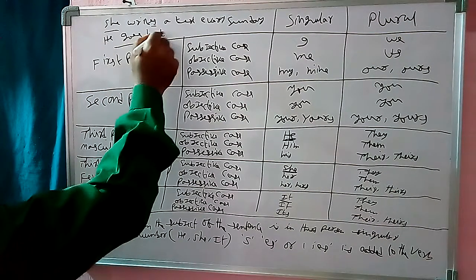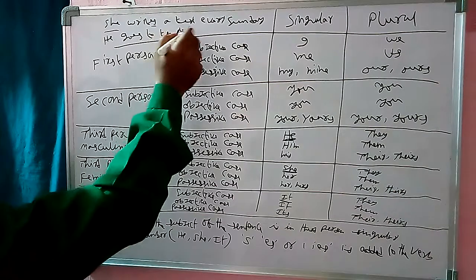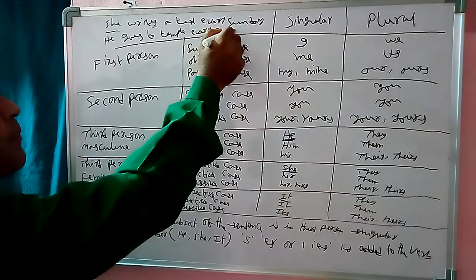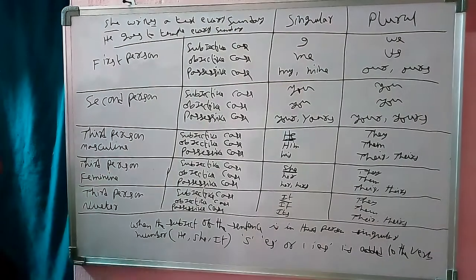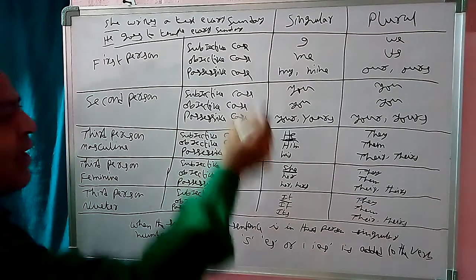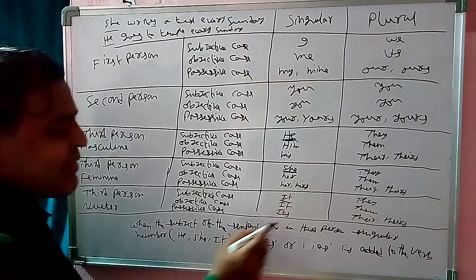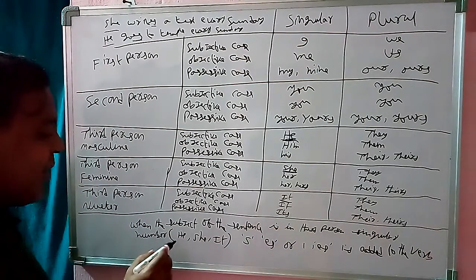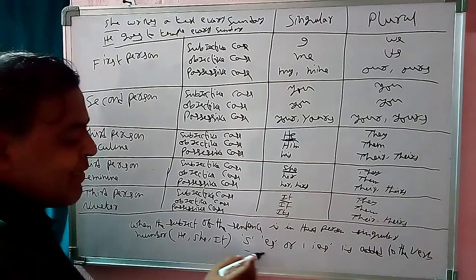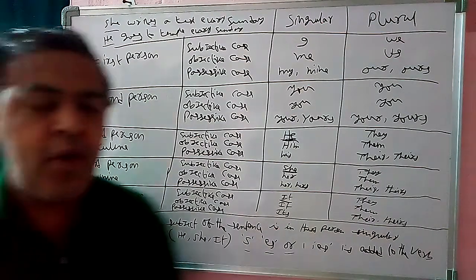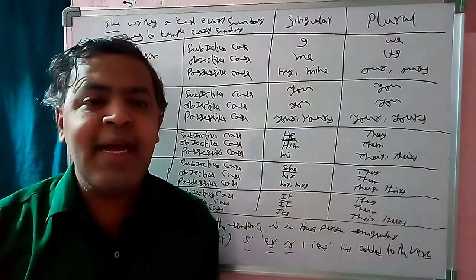He goes to temple every Sunday. He, third person singular number. To the verb, es is added. When the subject of the sentence is in third person singular number, he, she, it, s, es or ies is added to the verb. So to practice thoroughly, you will get good knowledge in tenses.